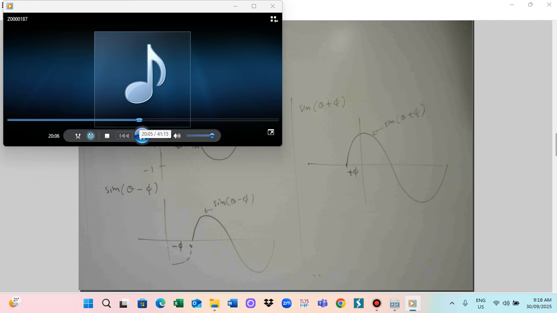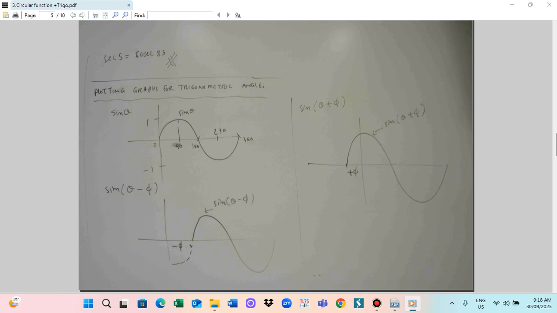Diagram means that we start from 0 and then go to the angle. This is for sine theta. For the sine theta graph, we usually start from 0 and go to 180 degrees. So this is the sine theta graph. Sine 0 is 0, and sine 90 is 1.